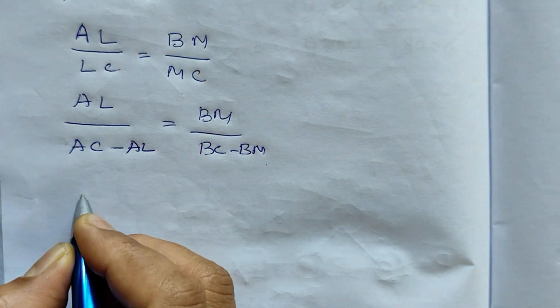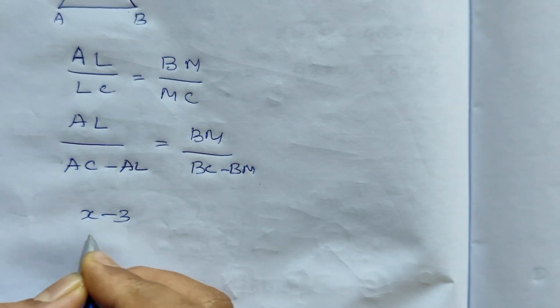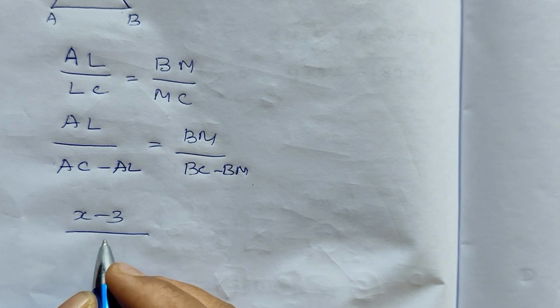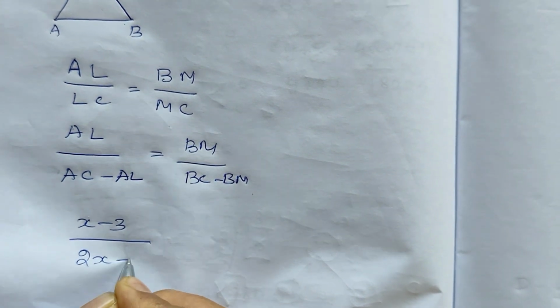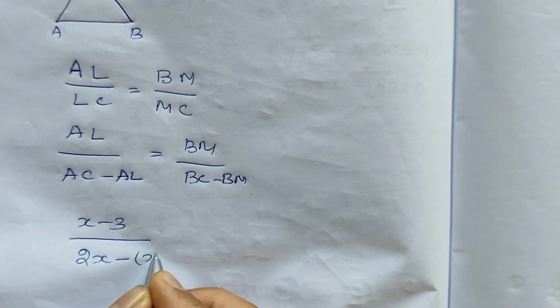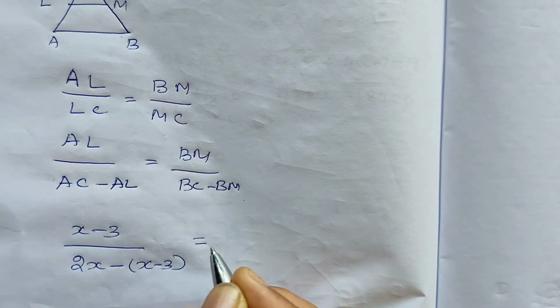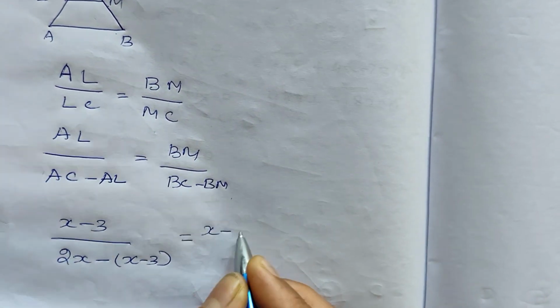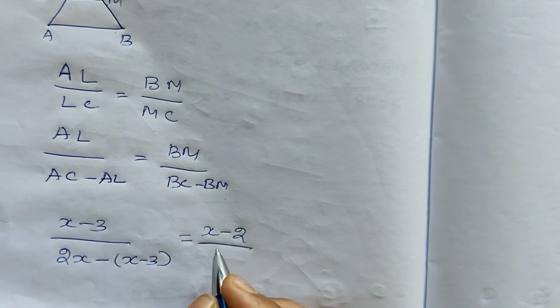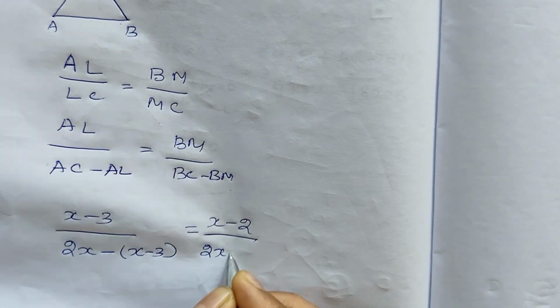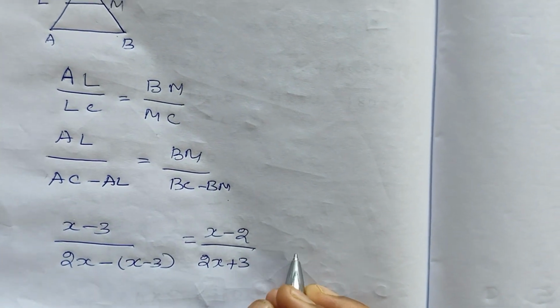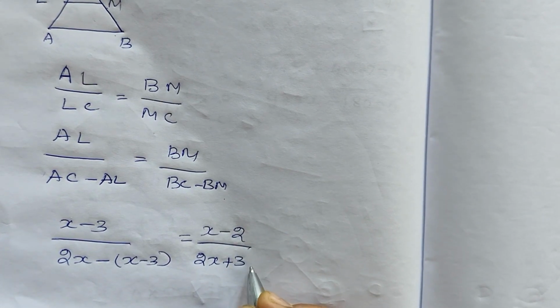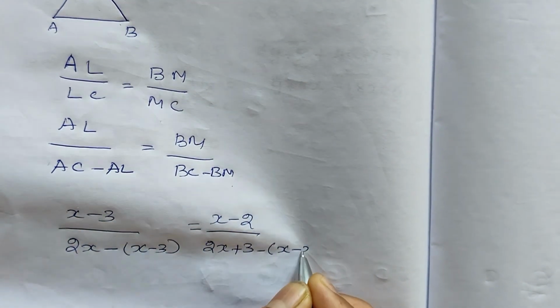AL equals x minus 3. AC equals 2x, minus AL, which is x minus 3. Next, BM equals x minus 2. Then BC equals x plus 3, minus BM, which is x minus 2.